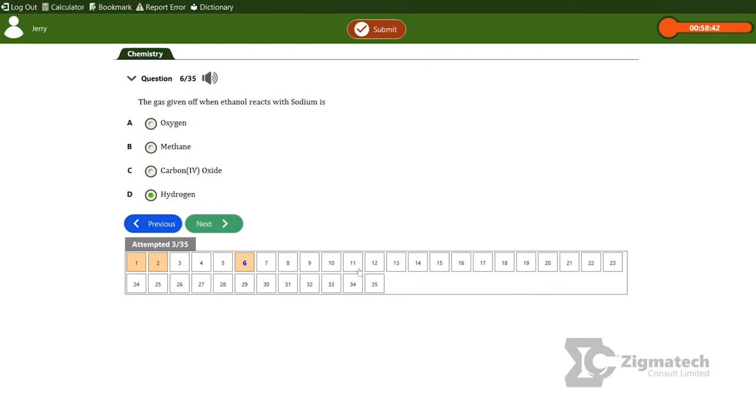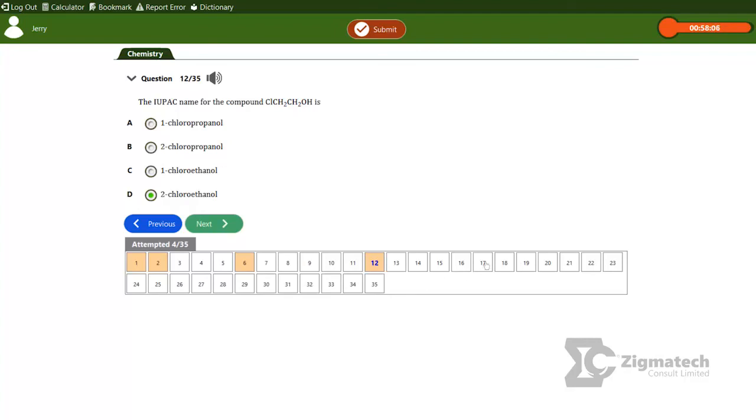We take another one. The IUPAC name of this compound: we have Cl, we have CH2, we have another CH2 and OH. So we start counting from here. 1, 2, and Cl. So that is 2-chloroethanol, because there are 2 carbon atoms. So D is the right answer.